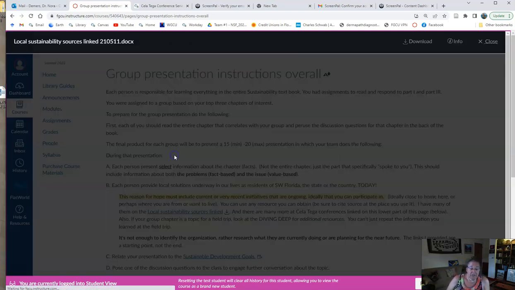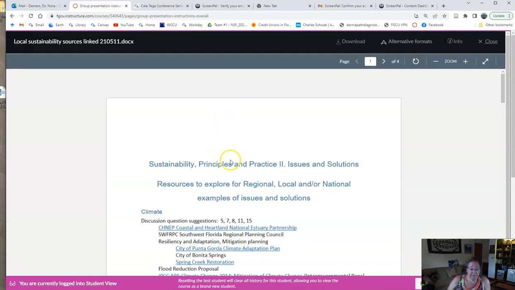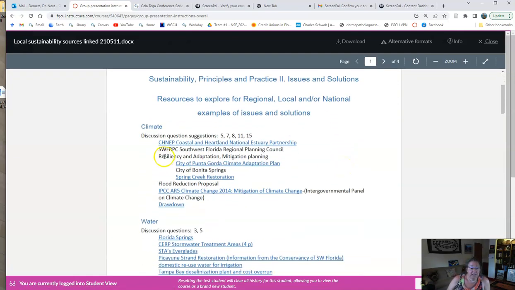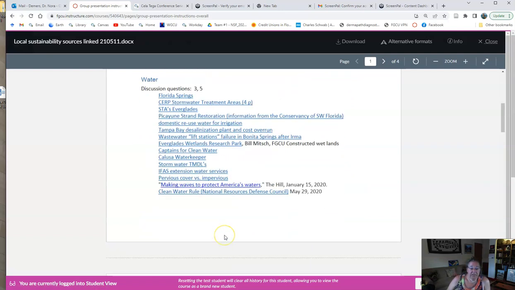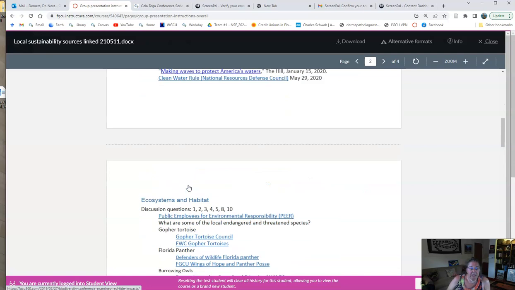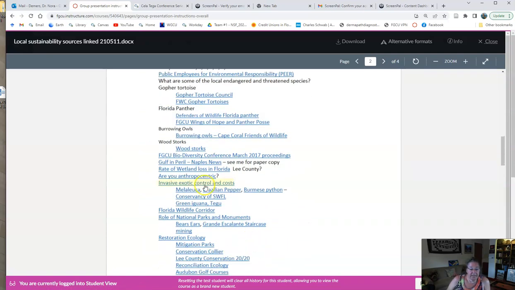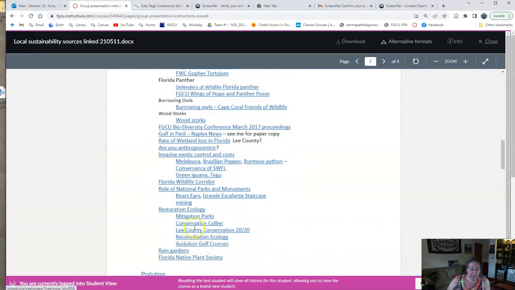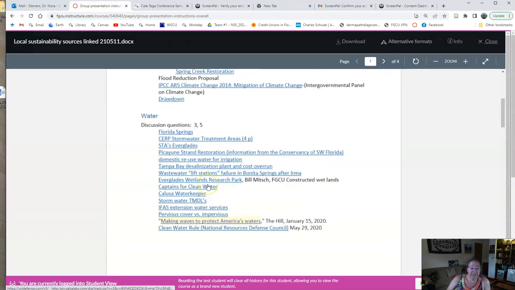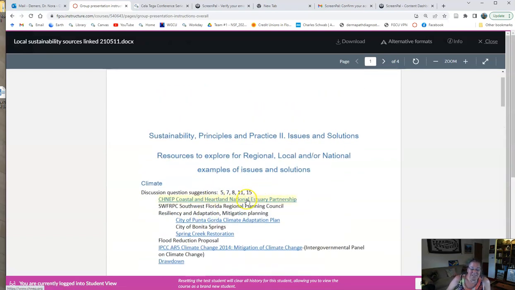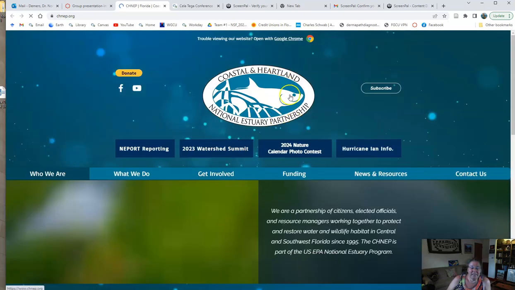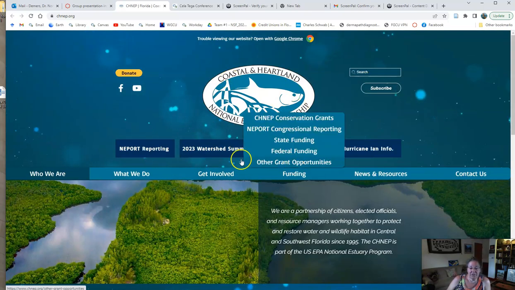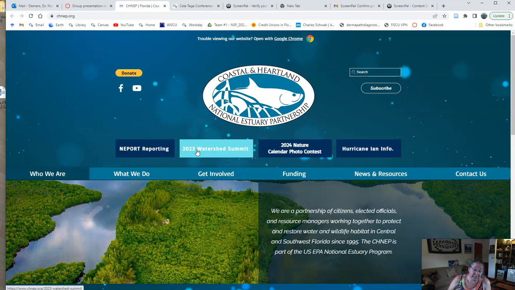I separated them by the different topics of the chapter, suggested discussion questions for each of them, and offered a number of links. Hopefully some of them are still alive. I think they are, actually. Each of those links brings you to another source. These sources have things happening right now that we need to get more people aware of and involved in.